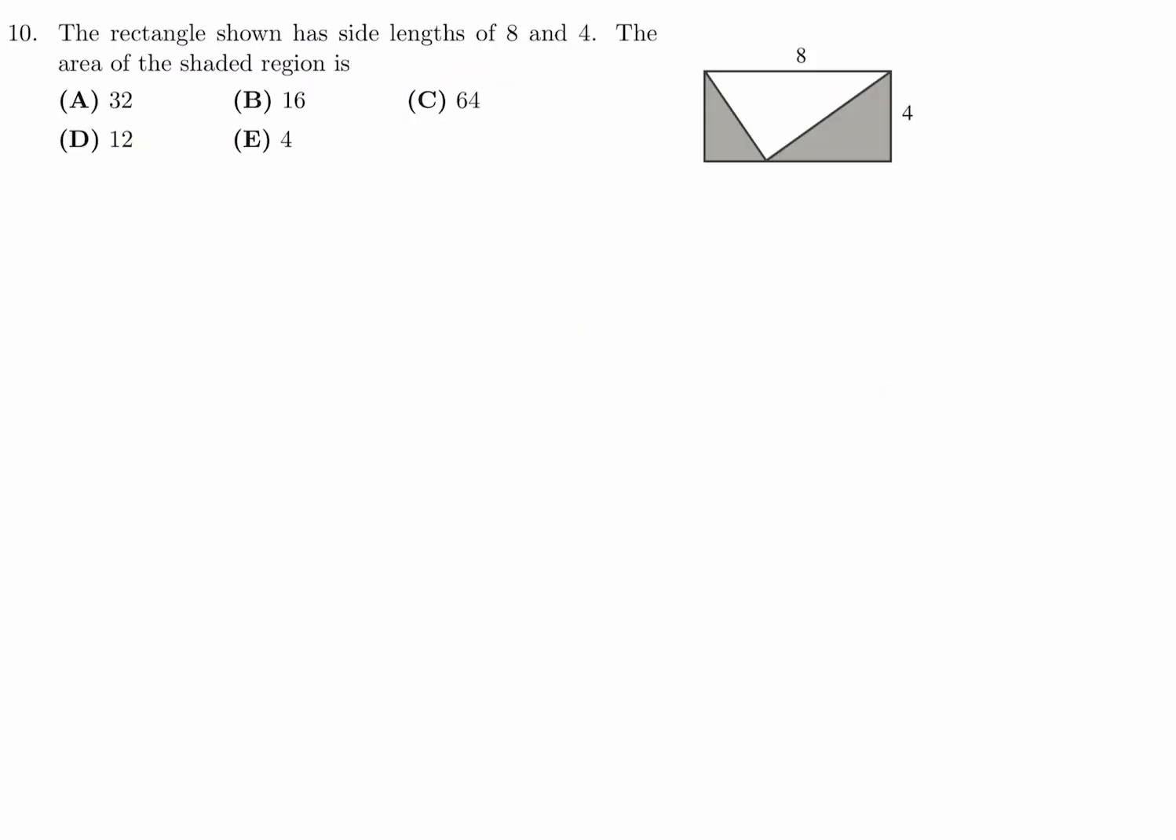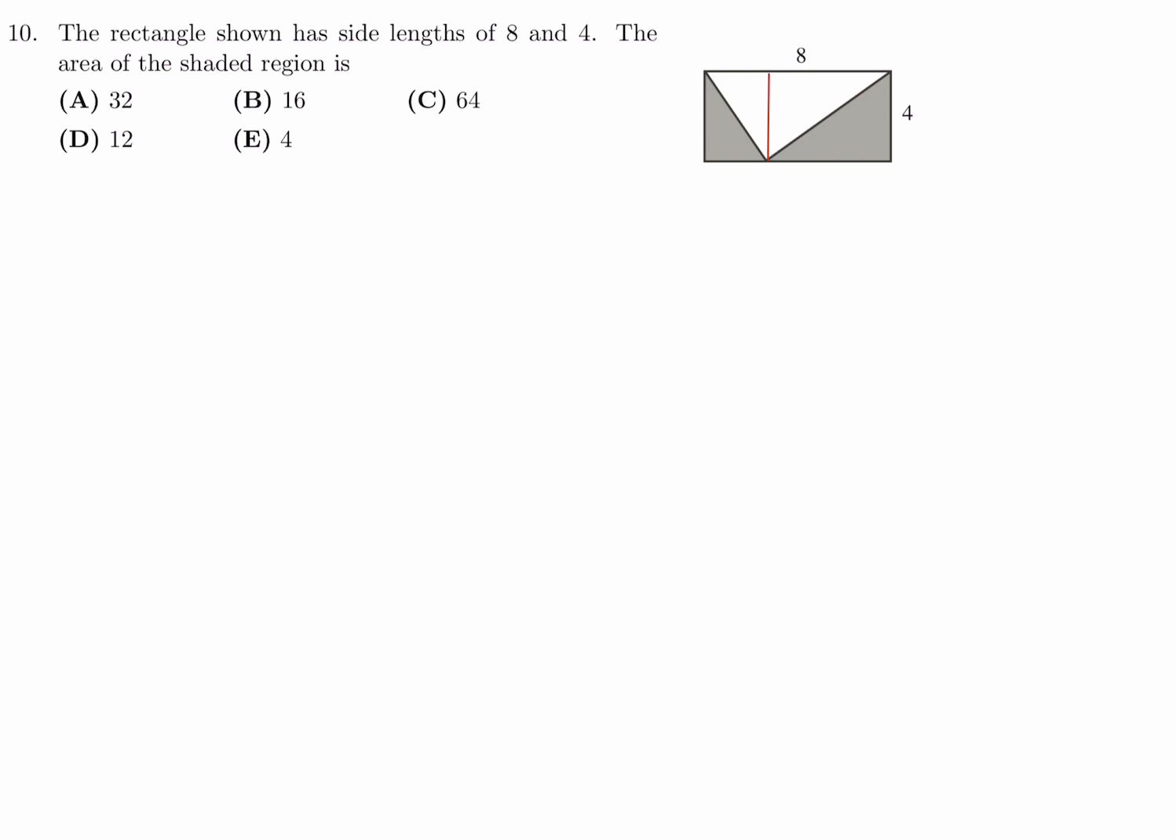The rectangle shown has sides length of 8 and 4. The area of the shaded region is. This question you can easily sort of figure out by just drawing a line from there to there. And then noticing that what we've really done is just taken each of these rectangles and then cut them in half. Same thing with this one here. We've taken that rectangle and just cut it in half, because if you notice, the line goes all the way from one corner to the other.